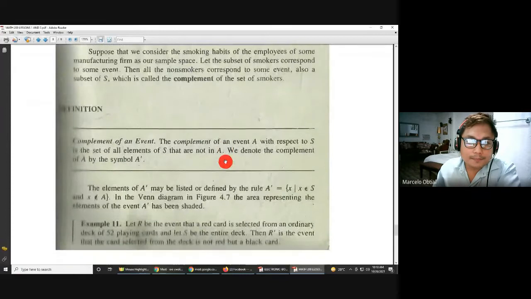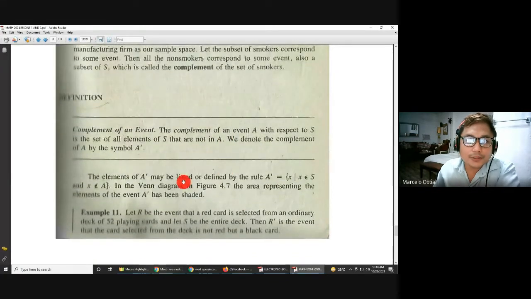Okay, last operation is called the complement of an event. The complement of an event A with respect to S is the set of elements of S that are not in A. We denote the complement of A with a symbol.